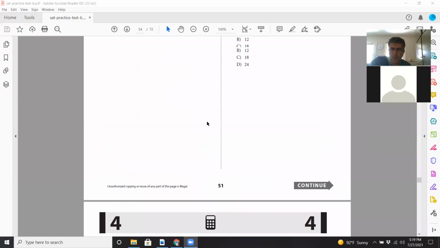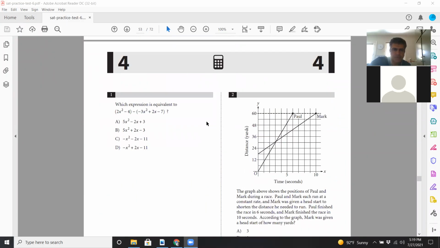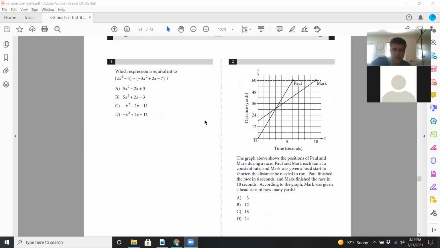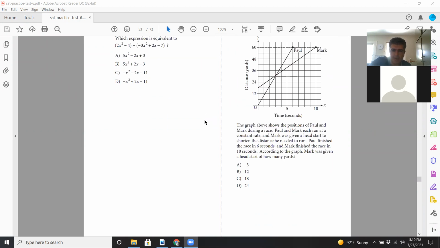Recording. So now we're looking at section 4 of the calculator portion. And again, the questions will start easy and get a little more challenging. So number 1, obviously, is just a problem where you could distribute and combine like terms, shouldn't be too hard.